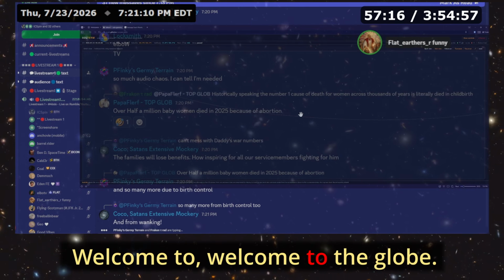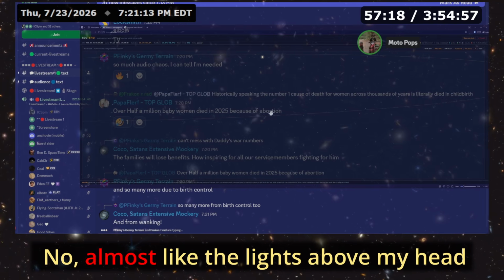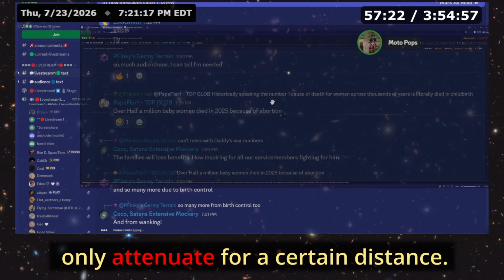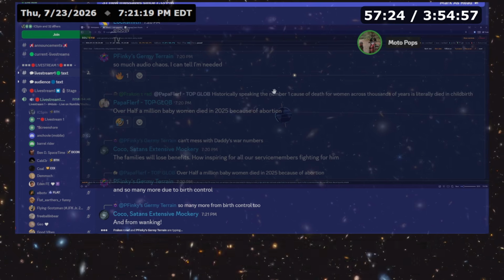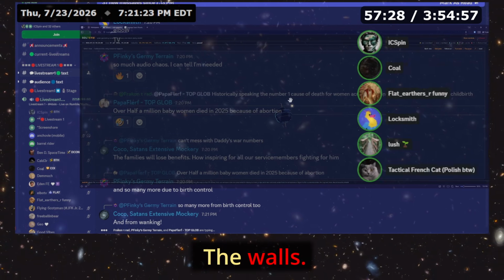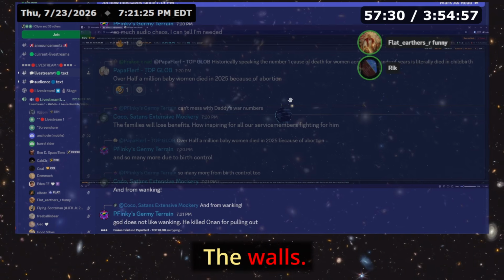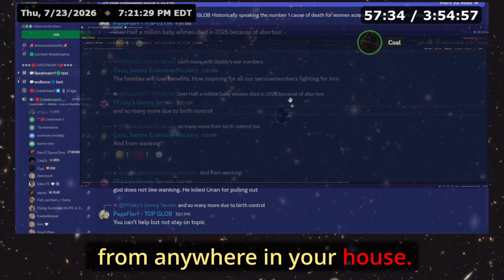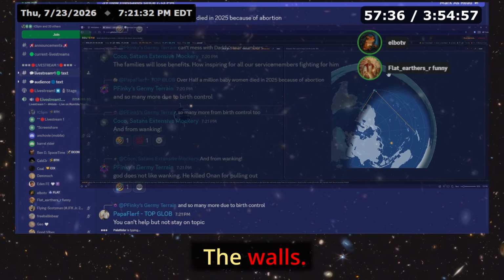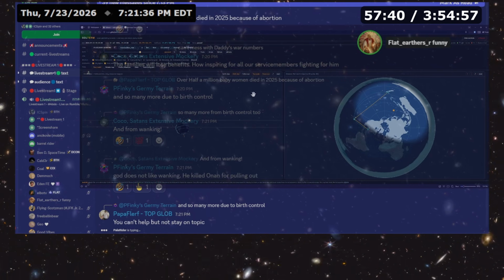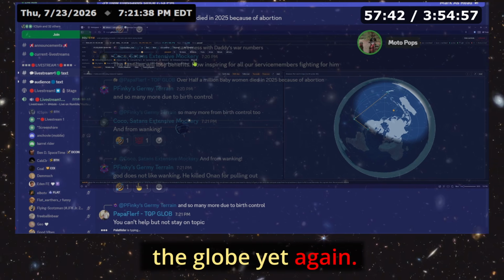Welcome to the globe. No, almost like the lights above my head only attenuate for a certain distance, so the rest of the house is dark. Those things called the walls in your house. Take all the walls down, and you'll see that light from anywhere in your house. The walls are the solid surface we call the Earth. So welcome to the globe. Thank you for proving the globe yet again.